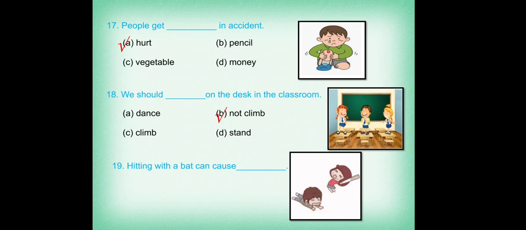Hitting with a bat can cause injury, rain, cold or heat. What does it cause? If someone hits you with a bat, it causes injury. Injury means hurt, right? So tick on injury.